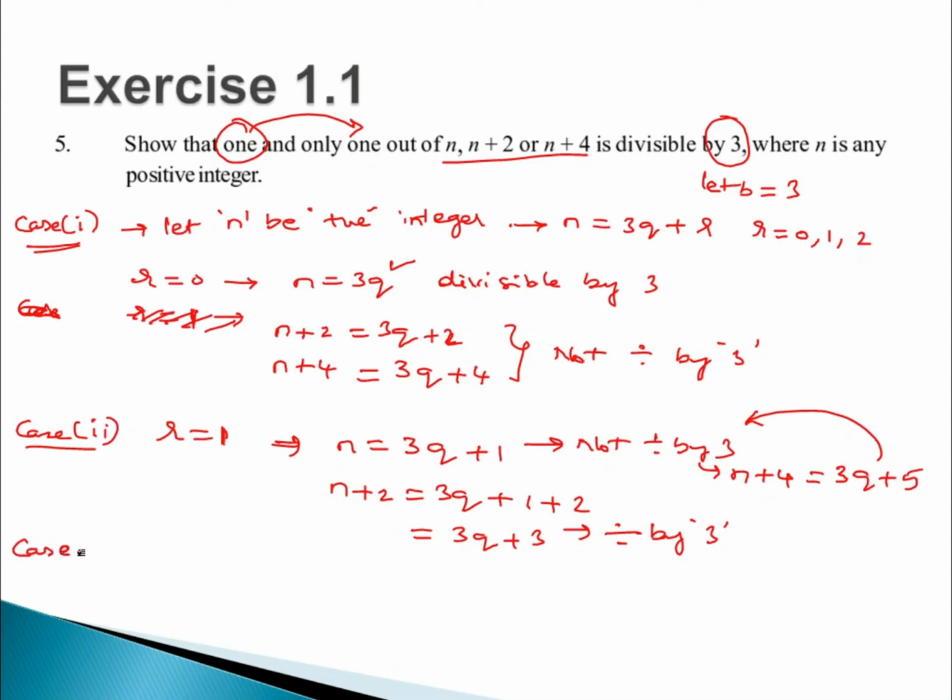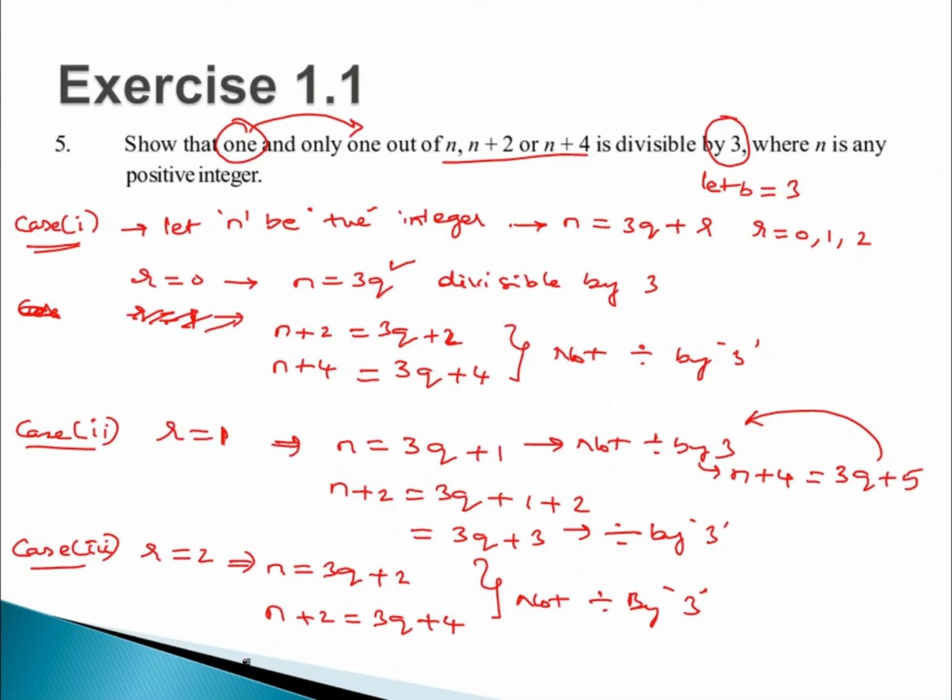Similarly, let me look at case number 3. If r equals 2, then n equals 3q plus 2, which is not divisible again. But if I look at n plus 2, it equals 3q plus 4; eventually these two are not divisible by 3, isn't it? But what happens if I add the next number, n plus 4? So this gives me 3q plus 2 plus 4. So the overall resultant itself is 3q plus 6. Hence it is divisible.